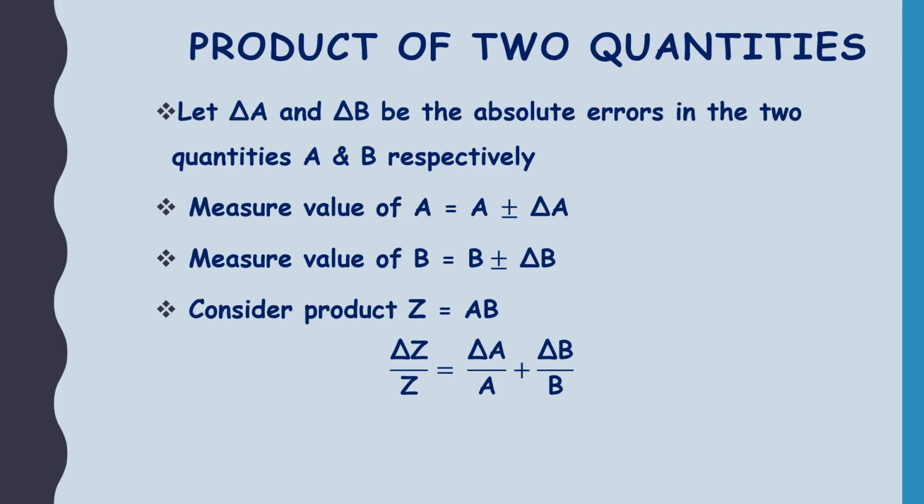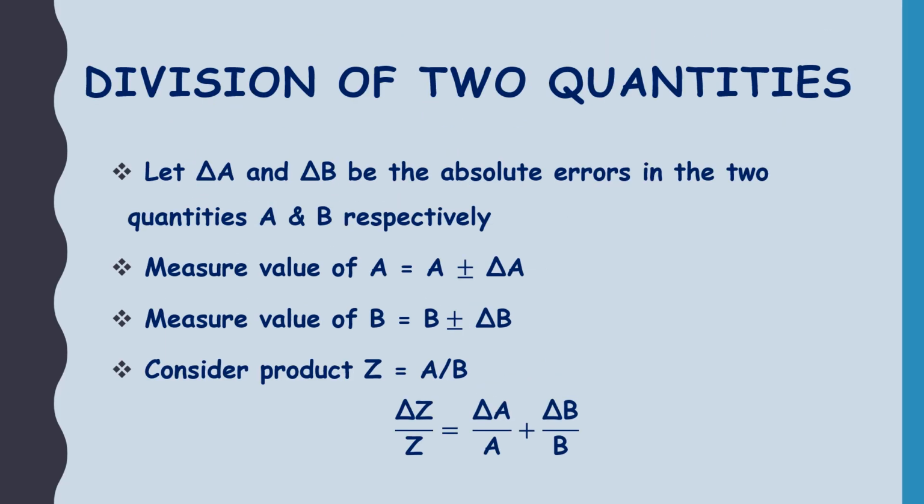So by observing this result, delta Z by Z is equal to delta A by A plus delta B by B, you can have the definition of the maximum fractional error. What is that? Delta Z by Z in the product of two quantities is equal to the sum of the fractional errors in the individual quantities. What do you mean by fractional error? The ratio of the absolute error to the true value is known as the fractional error or relative error. So this is the formula for the error in the product of two quantities.